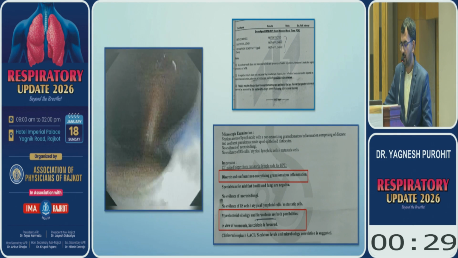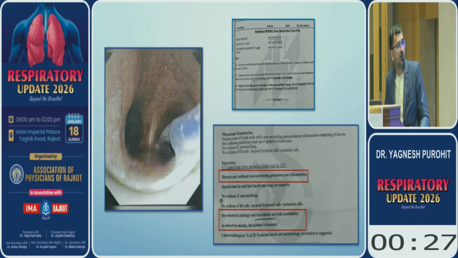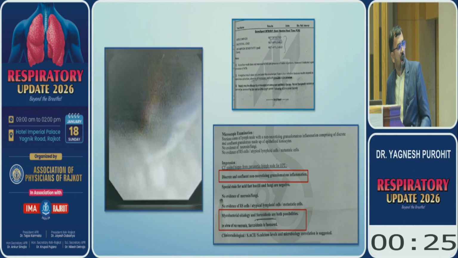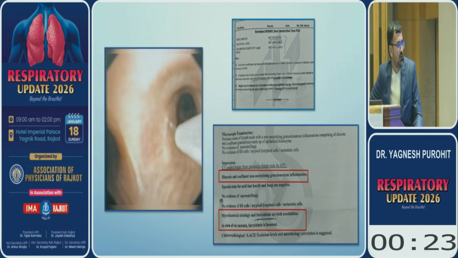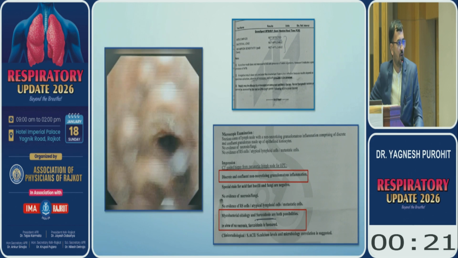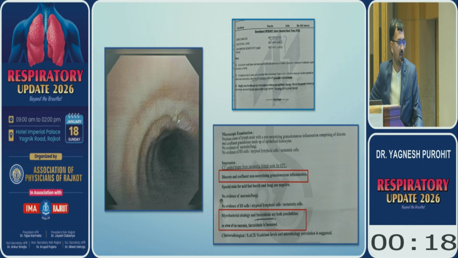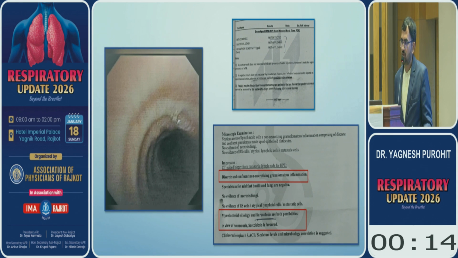And on reports, GeneXpert was negative, and the cell block showed discrete and confluent non-necrotizing granulomatous inflammation, either TB or sarcoid, but in view of no necrosis, sarcoidosis was favored.